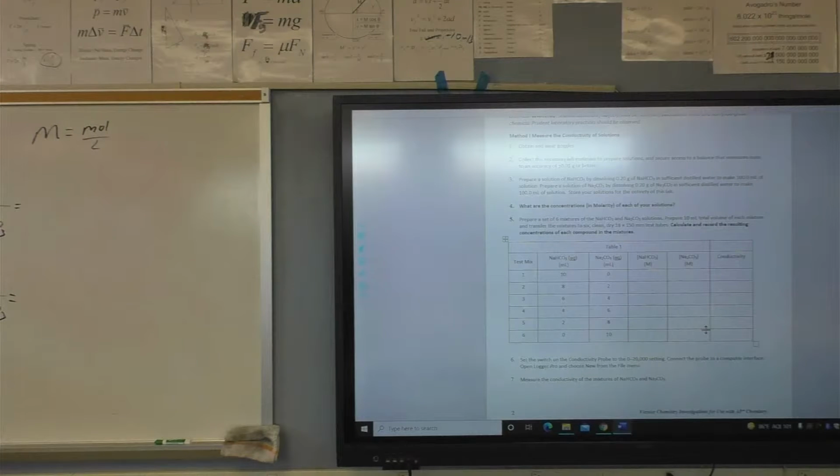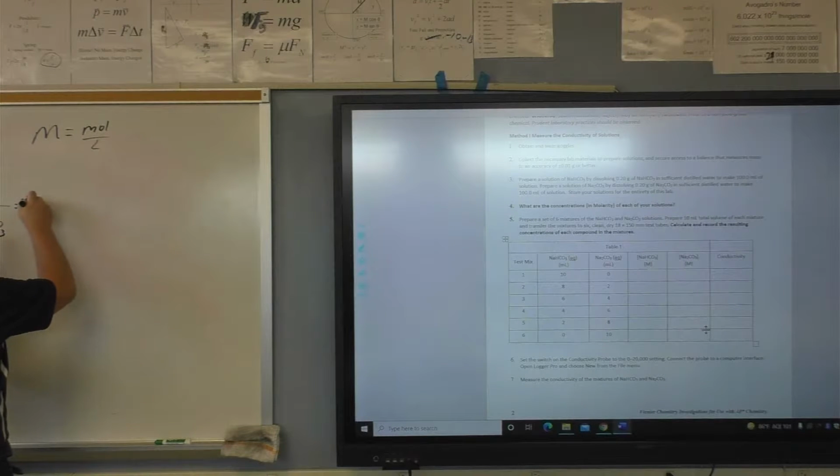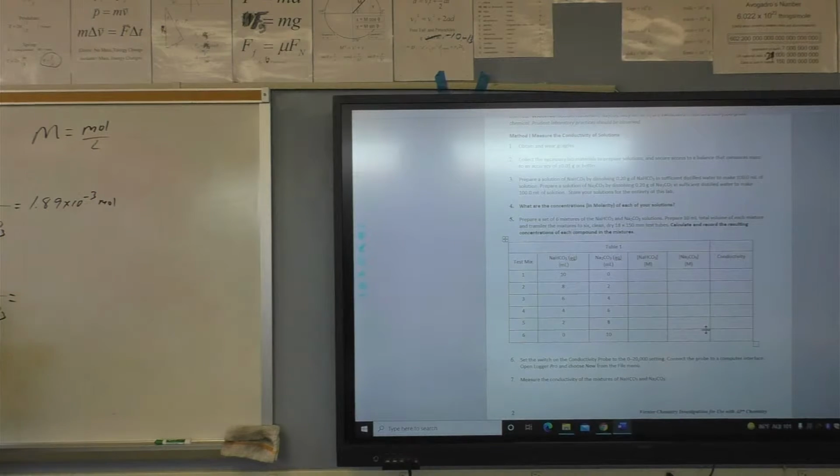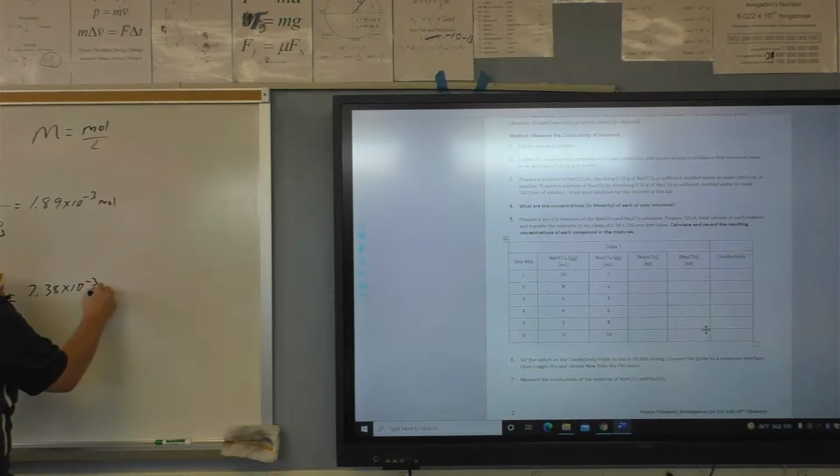All right, so 0.2 divided by 106. This ends up being 1.89 times 10 to the minus 3 moles. Is that what everybody got? 0.2 divided by 84 is going to be 2.38 times 10 to the minus 3 moles.